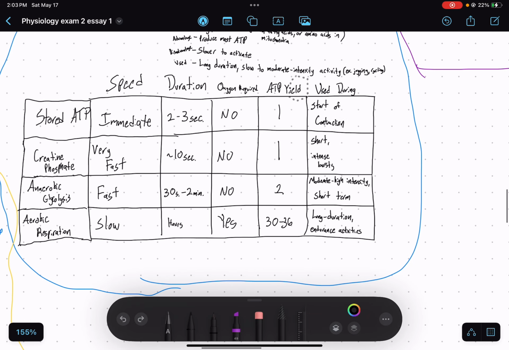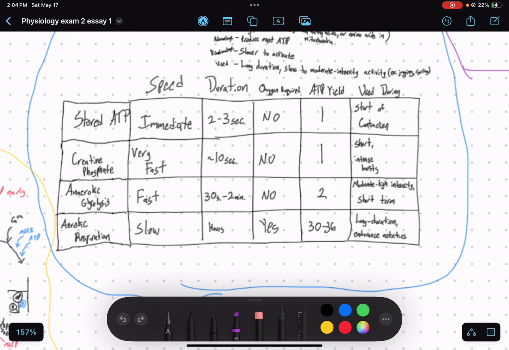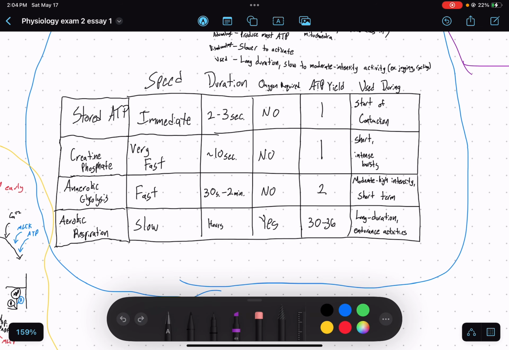So I made a little diagram here that talks about the speed, duration, oxygen, ATP, and what it's used during. So as you see, the cytoplasmic stores are immediate. They're 2 to 3 seconds. No oxygen is required. 1 ATP is yielded, and it's the start of a contraction. The creatine phosphate is very fast. It's around 10 seconds. No oxygen required. 1 ATP, and it has short, intense bursts. The anaerobic glycolysis is fast, 30 seconds to 2 minutes. It doesn't require oxygen. It yields 2 ATP, and it has moderate to high intensity, and it's short term.